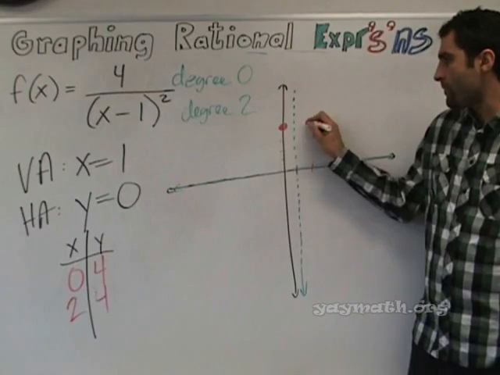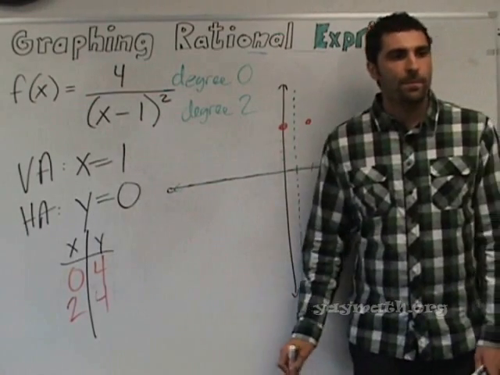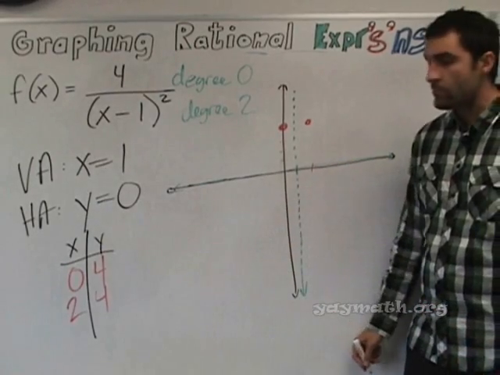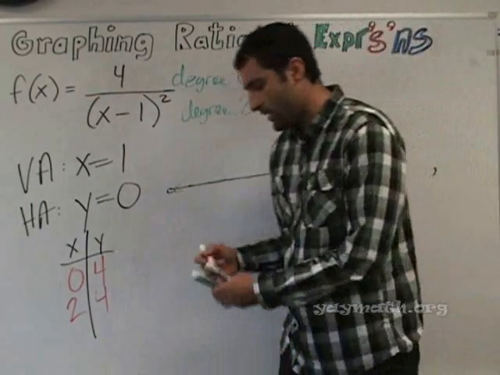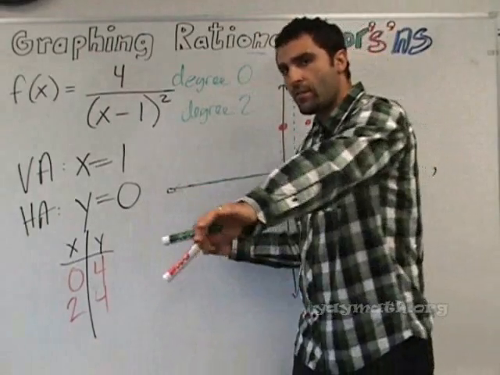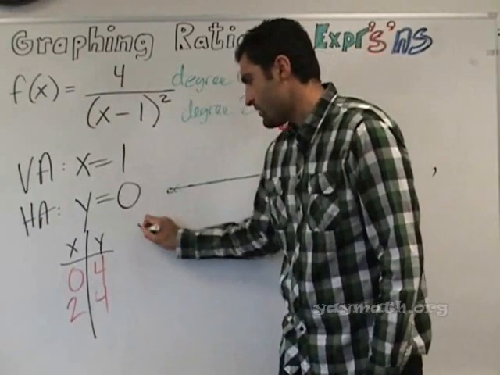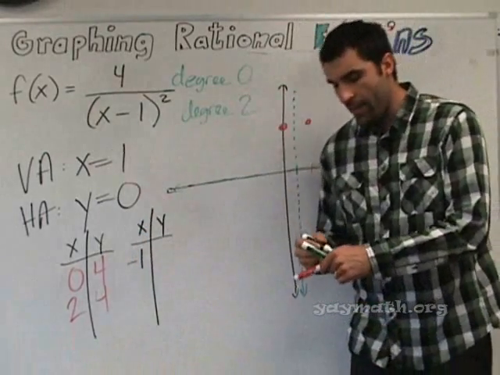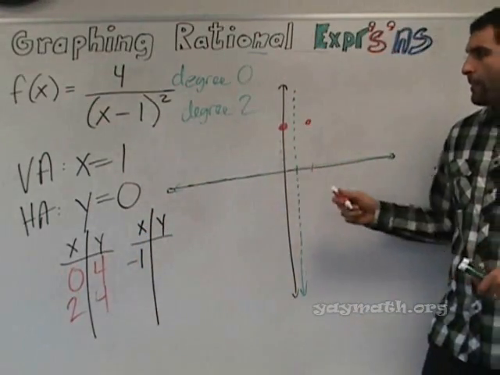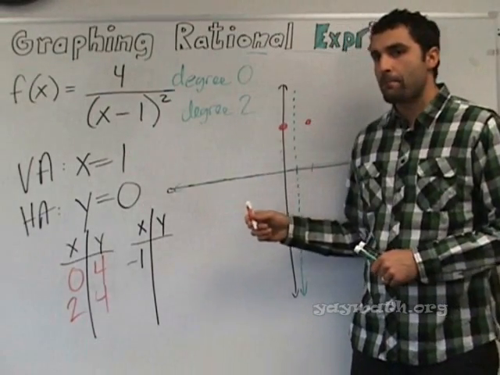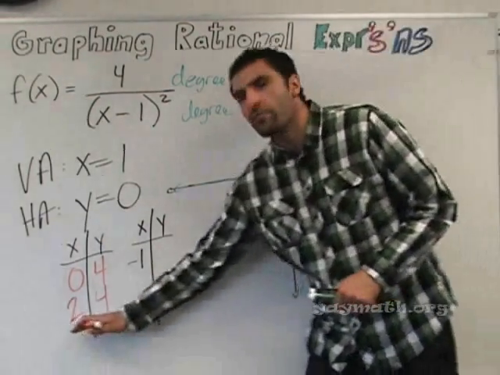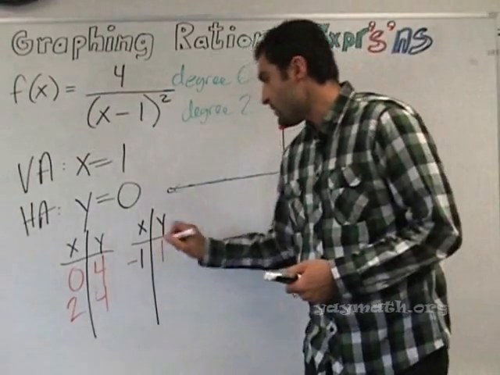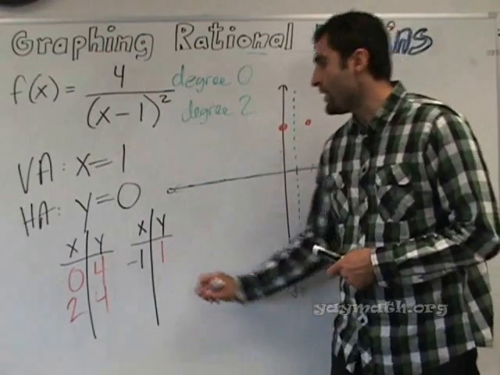You want to try a -1? You can do that. Give it a chance. Almost done. When x is -1, what do we get? It's 4 over 4, which is 1. Okay. How about 3? It's going to be 1. Interesting. Yeah, because of the square.